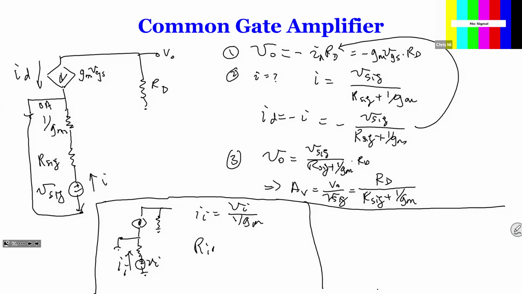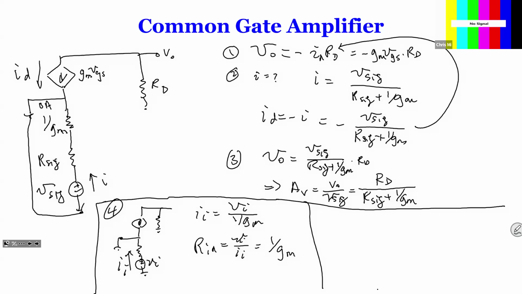And then our definition of Rin is VI over II, which equals 1 over GM. So this is very simple. If you read the book, it will say, by inspecting the circuit, we find the input resistance is 1 over GM. Sometimes you get confused: how do I inspect? It is actually inspection, because if you look at this loop over here, this one voltage source is applied to one resistance that goes to ground. So therefore the resistance is actually calculated.